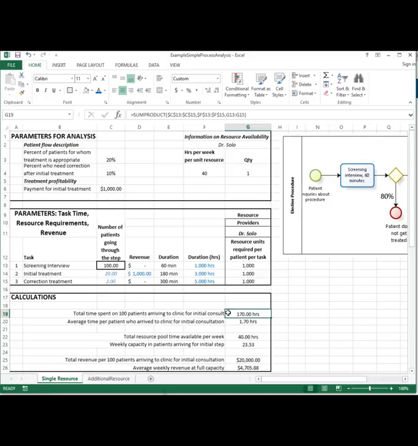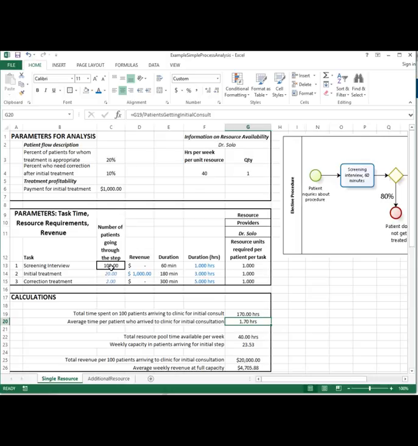So what is the average time spent per person? I calculated in G19 I had 170, and I'm dividing it by the total number of people getting initial consult, the 100, so it's 1.7 hours on average per person. Again, this is a weighted average, so not every person gets 1.7 hours. Some people are only coming in for the initial consult, and they are getting 1 hour each.